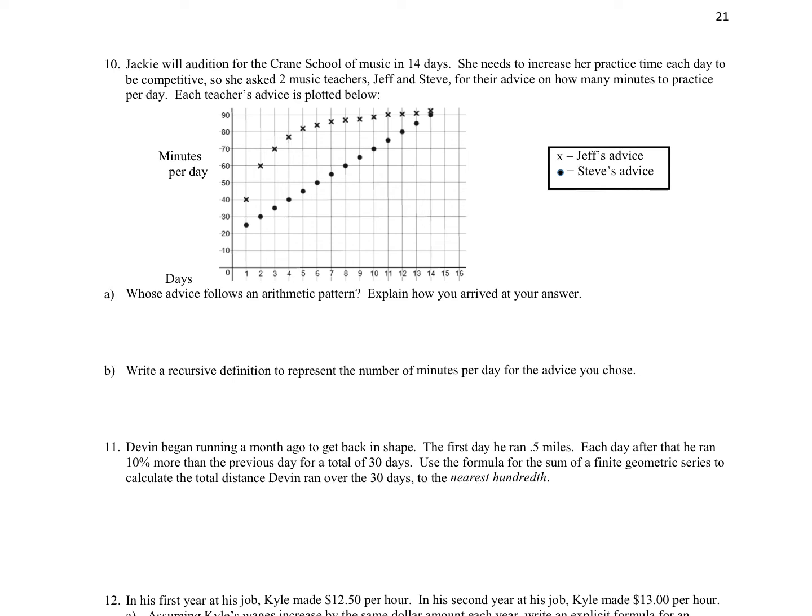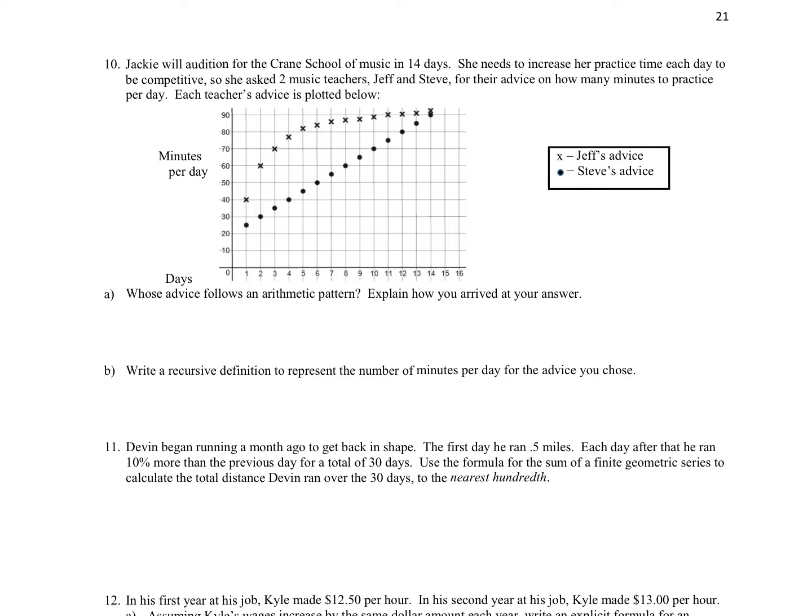In the first problem on this page, it says Jackie will audition for the Crane School of Music in 14 days. She needs to increase her practice time each day to be competitive. So she asked two music teachers, Jeff and Steve, for their advice on how many minutes to practice per day. Each teacher's advice is plotted below. Whose advice follows an arithmetic pattern?